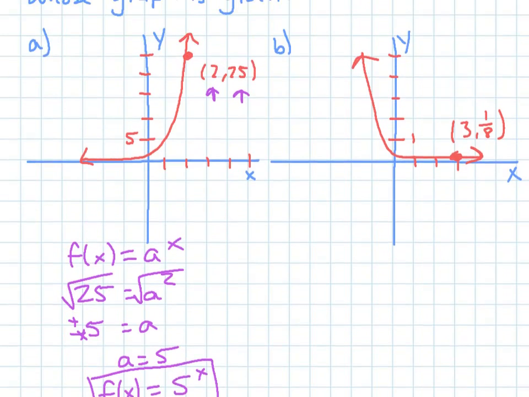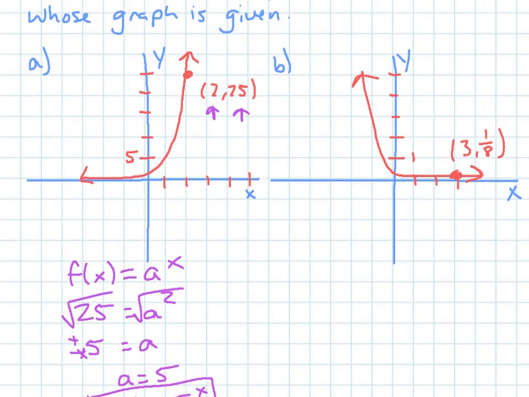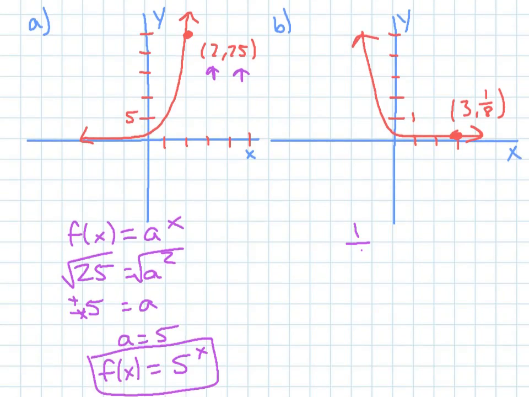Okay, let's try another one. Here you're given a point 3, 1/8. So do the same thing. 1/8 is equal to a to the third. Here you can take the cube root of both sides. Now remember your cube roots, you can split it up: the cube root of 1 over the cube root of 8.